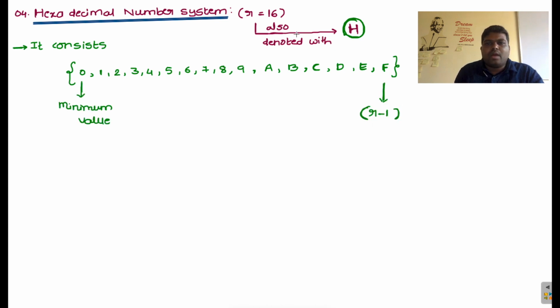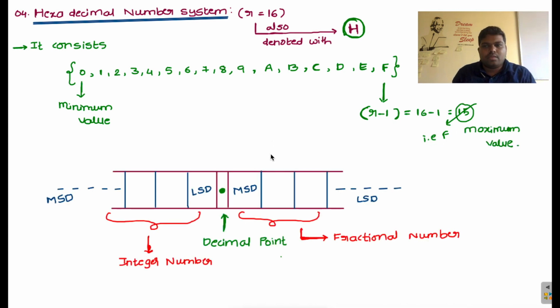Here base R equals to how much? 16. 16 minus 1 equals to 15. That means F. Okay, so this is the maximum value, and this is number representation, hexadecimal number representation.